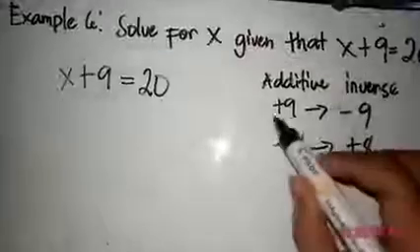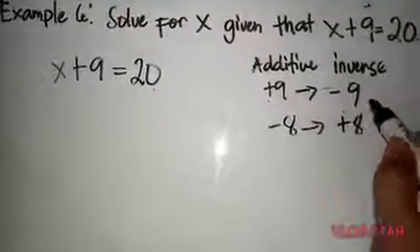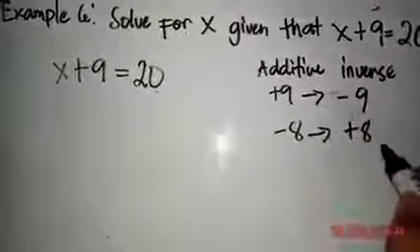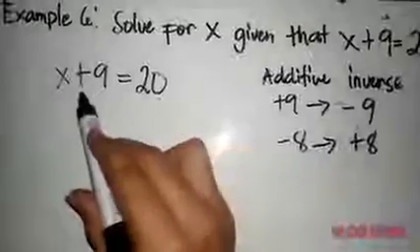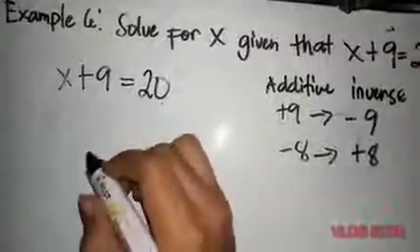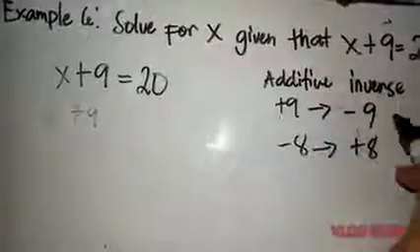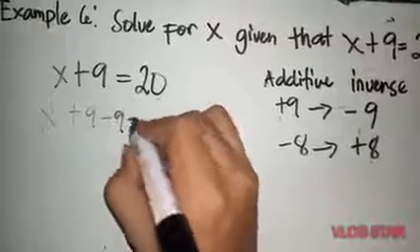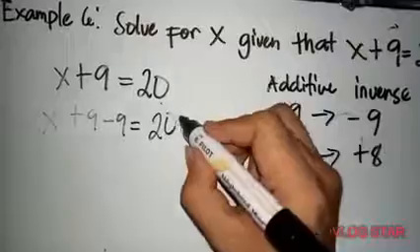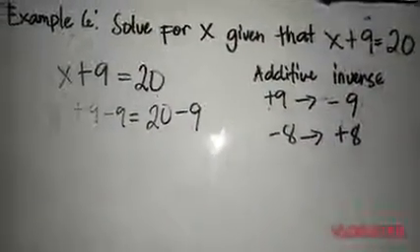When you say additive inverse, for example, the additive inverse of positive 9 is negative 9. The additive inverse of negative 8 is positive 8. So the additive inverse of positive 9 is negative 9. So x plus 9, then get the additive inverse, negative 9. Then on the other side, 20, then the additive inverse, which is negative 9.